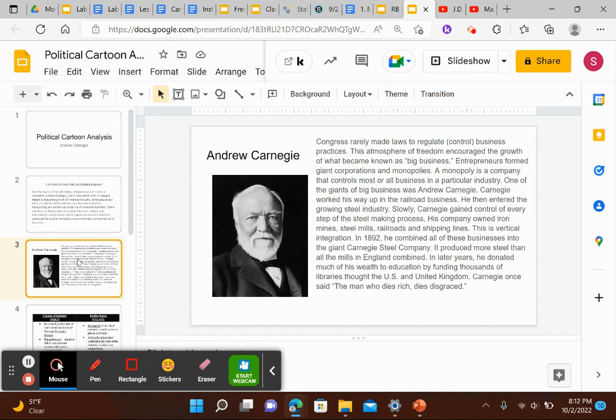One of these giants of business was Andrew Carnegie. Carnegie worked his way up in the railroad business. He then entered the growing steel industry. Slowly, Carnegie gained control of every step of the steelmaking process. His company owned iron mines, steel mills, railroads, and shipping lines. This is vertical integration. In 1892, he combined all of these businesses into the giant Carnegie Steel Company. It produced more steel than all the mills in England combined. In later years, he donated much of his wealth to education by funding thousands of libraries throughout the U.S. and United Kingdom. Carnegie once said, "The man who dies rich dies disgraced."